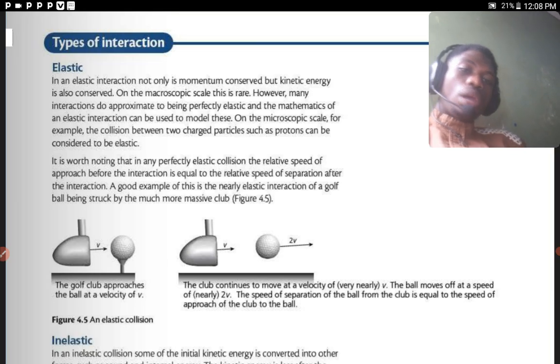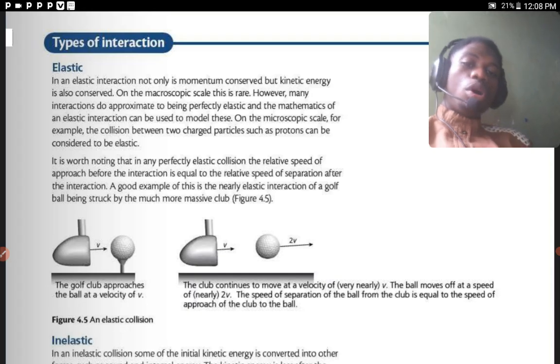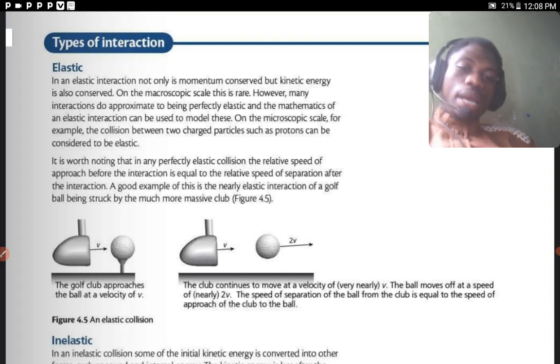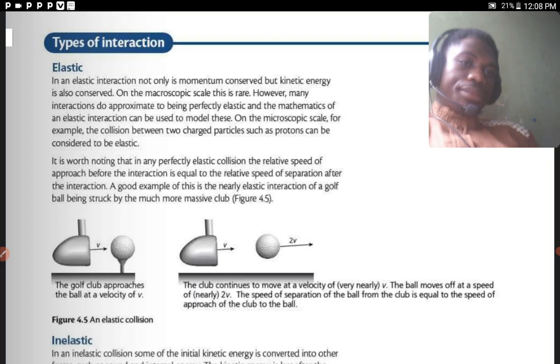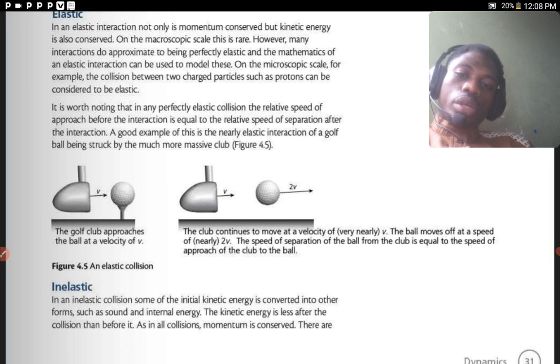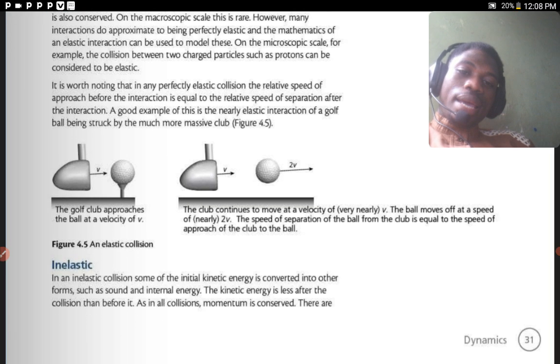All right. So a good example is the nearly elastic interaction of a golf ball, a golf ball being struck by the much more massive club. Look down here on your screen. You will see an illustration of what we want to consider as an elastic collision.